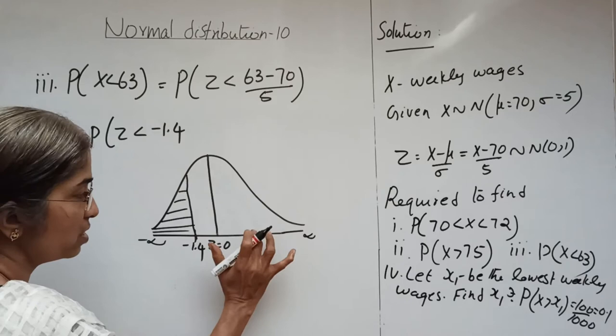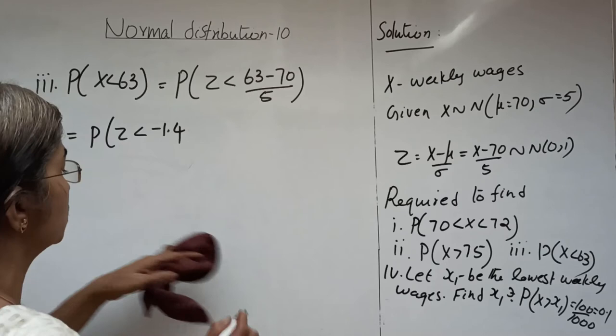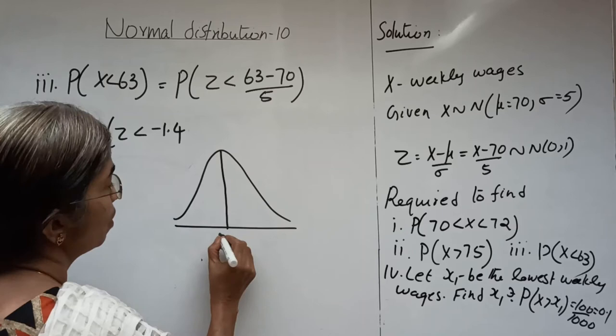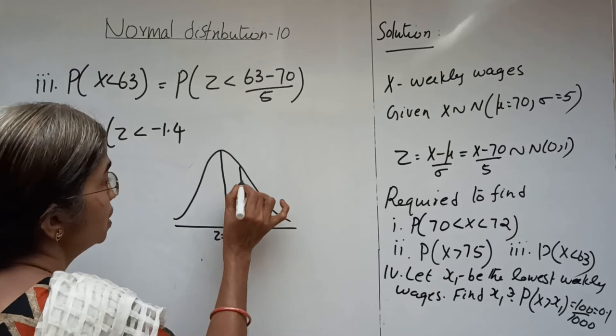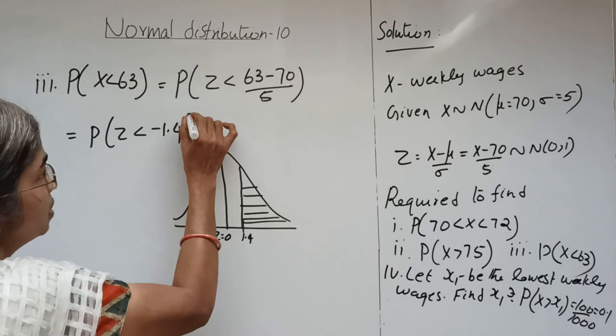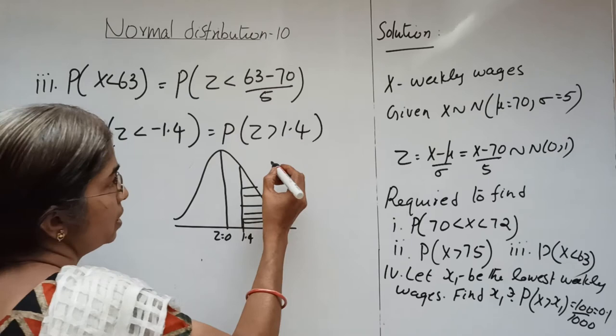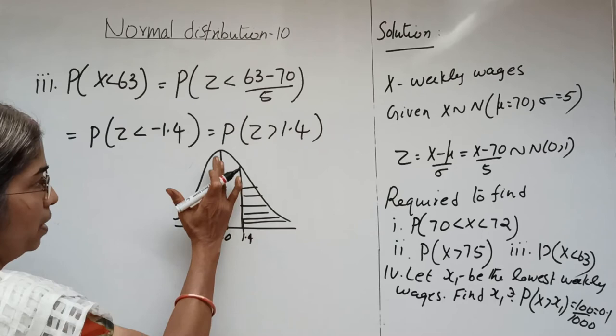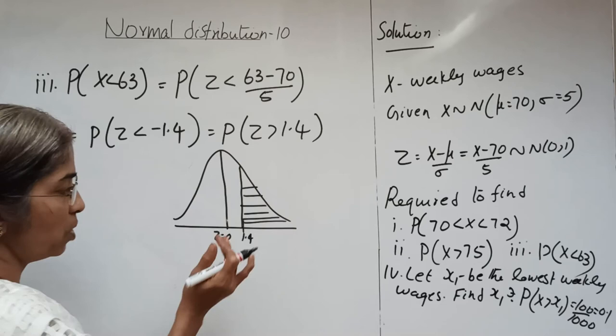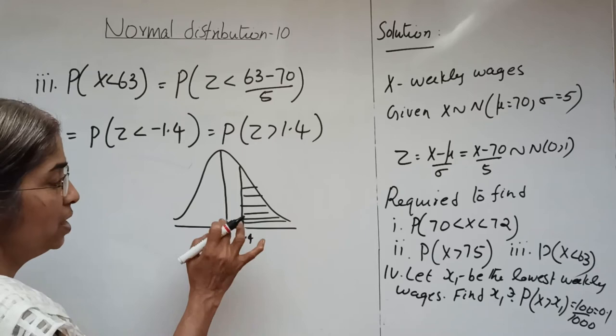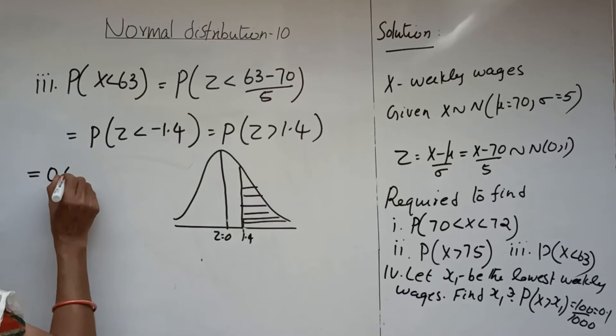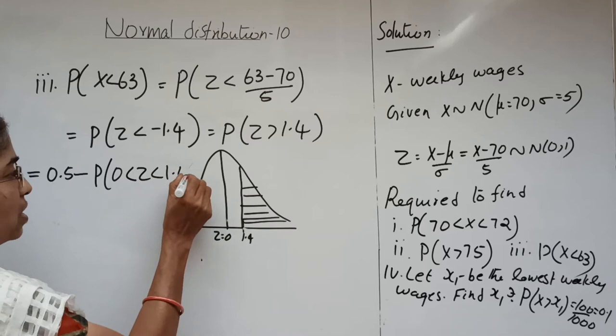Let me represent it. This is 1.4, and hence this is z greater than 1.4. We require this area, which is equal to probability z greater than 1.4, as z is symmetric at z equal to 0. We know that this half is 0.5, and this area is hence equal to 0.5 minus probability 0 less than z less than 1.4.